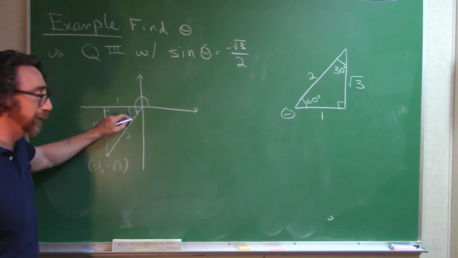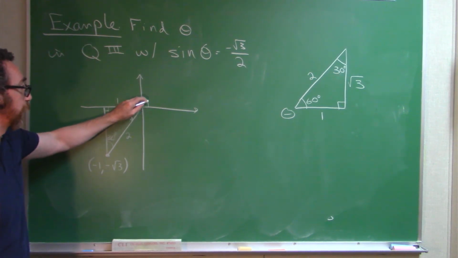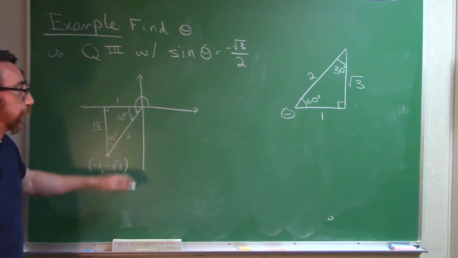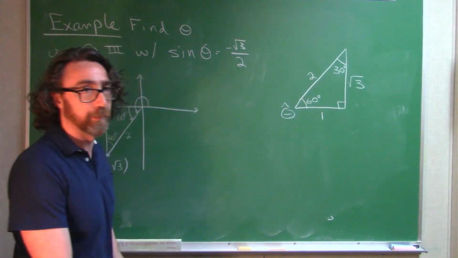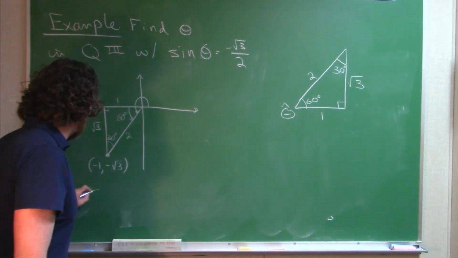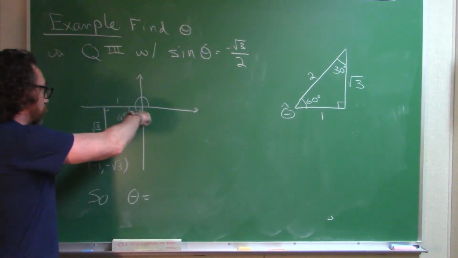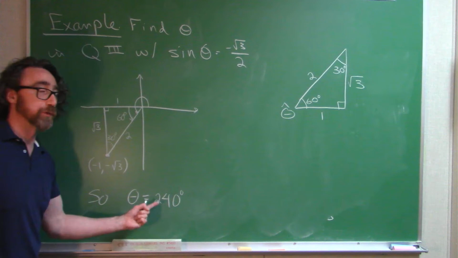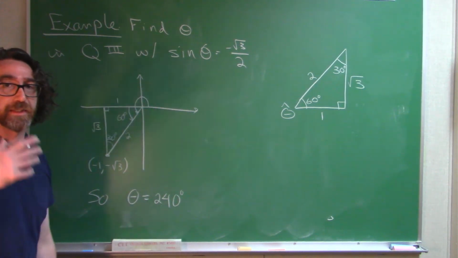So if I get a 60-degree reference angle and I'm in Q3, well, I got to go 180 to even get to Q3 and then 60 more. Okay? So this is really theta hat, right? My reference angle was 60 degrees. So theta would be 180 plus 60, 240 degrees. 240 degrees is the quadrant 3 angle with this sine.